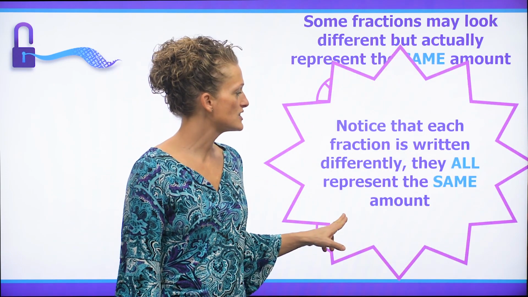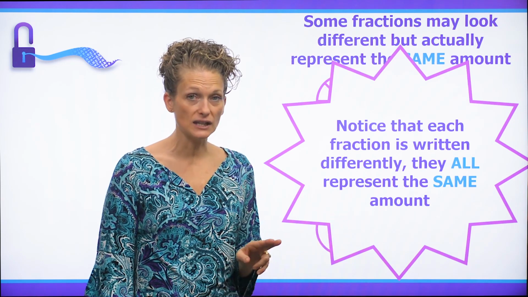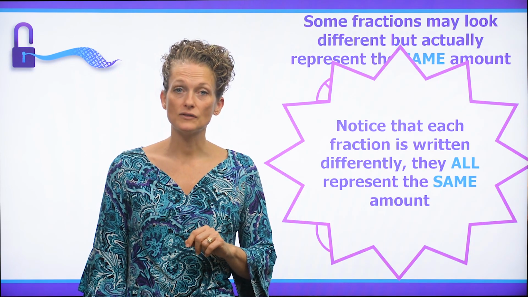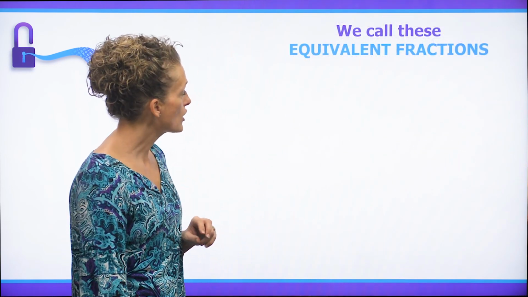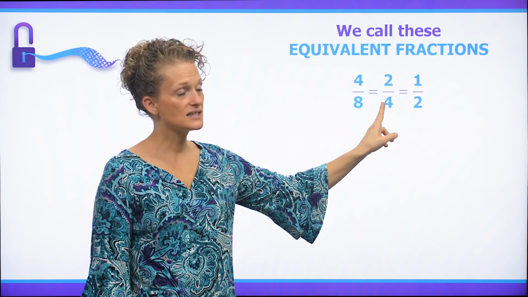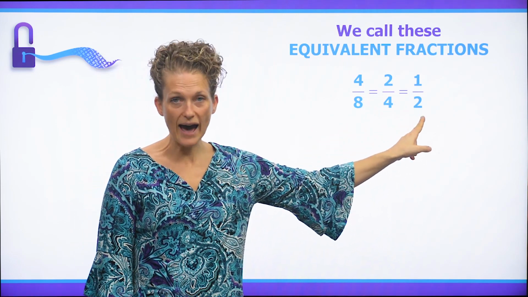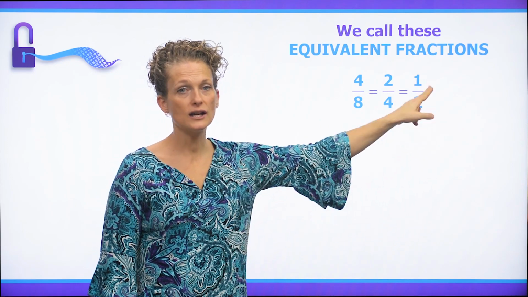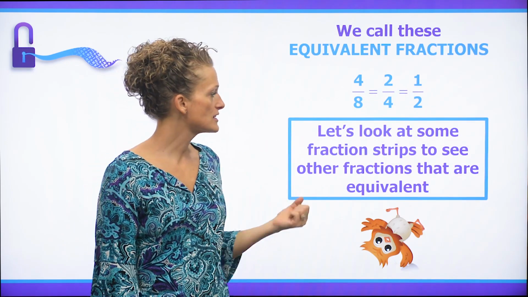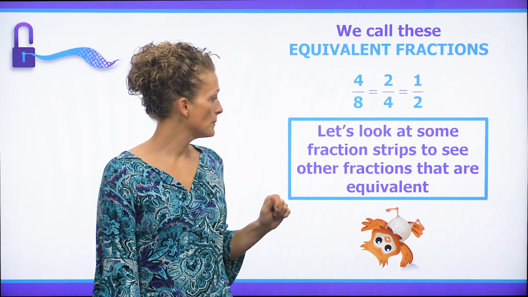So we can see that each fraction is written differently, but they all represent the same amount of the circle that is shaded. We call these equivalent fractions. So 4/8 is equal to 2/4, which is equal to 1/2. These are all equivalent fractions. They represent the same amount. So let's look at some fraction strips to see other fractions that are also equivalent.